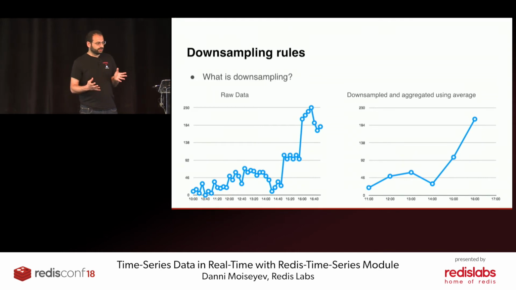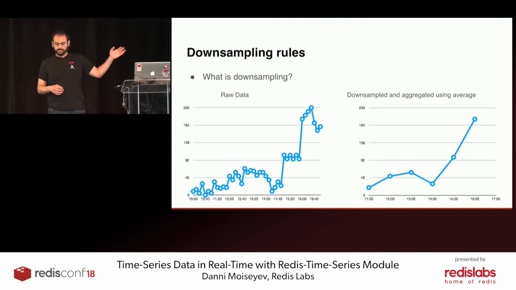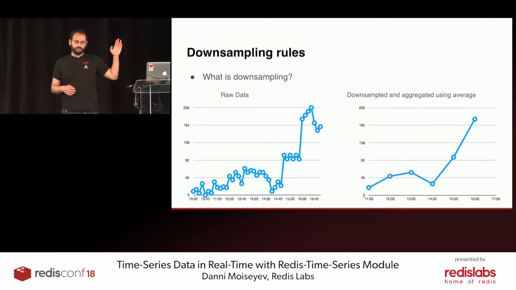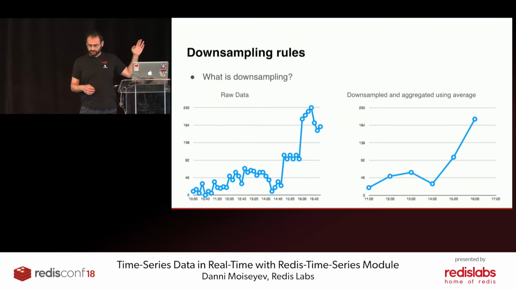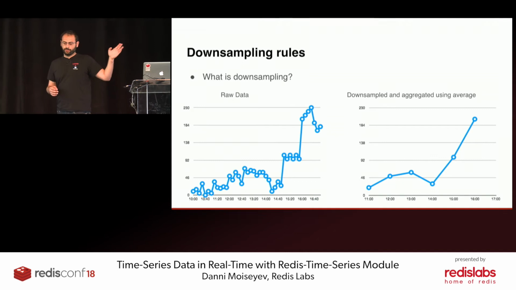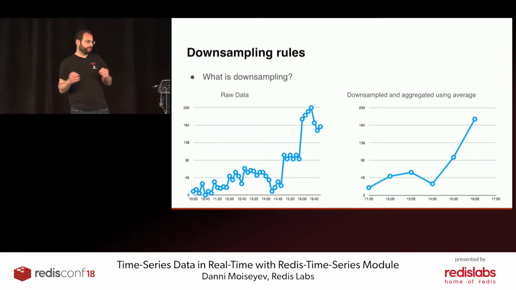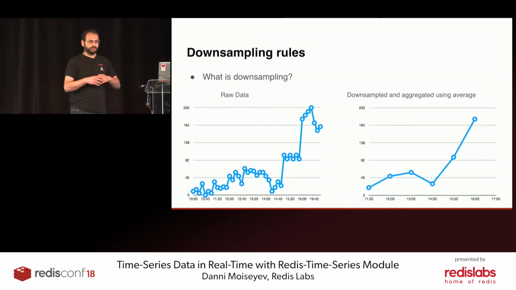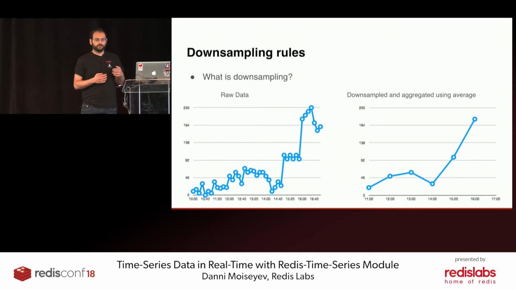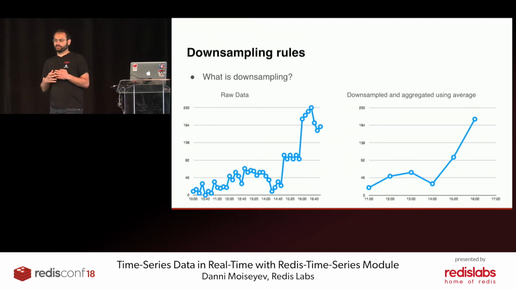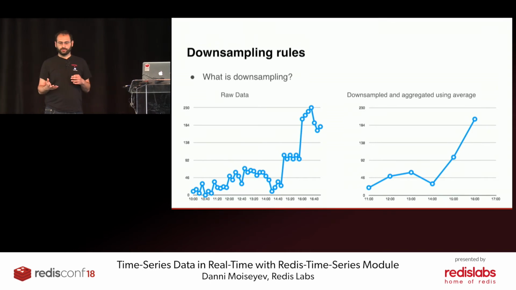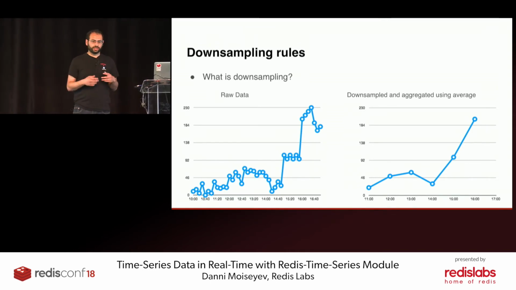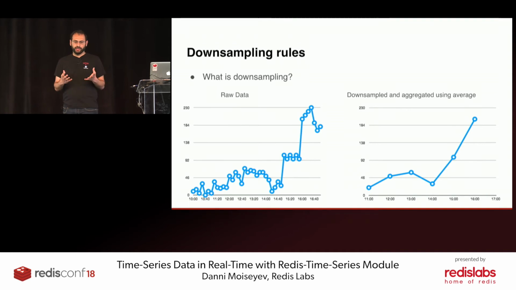So what is downsampling? On the left side, you will see a graph. I think it's 10-minute intervals of samples. That's our raw data, for example, the data we get raw from the backend, some sensor, something. And we want to keep that data for 24 hours. But after 24 hours, we want to conserve on data size, and we want to downsample it. So downsampling allows us to keep the majority of the data, but still lose some information.